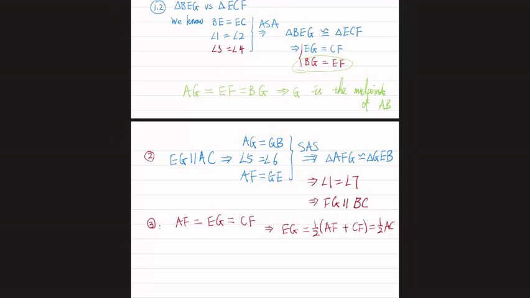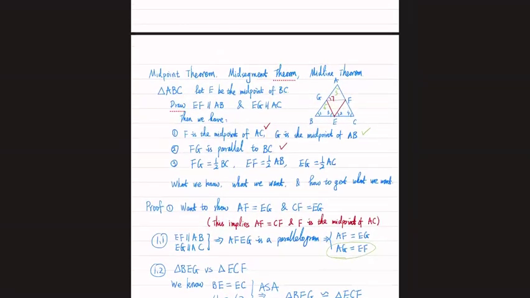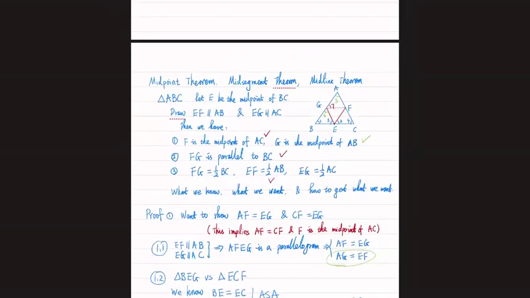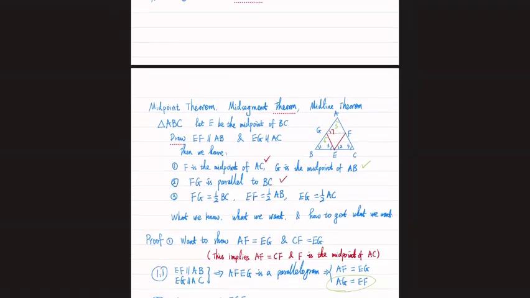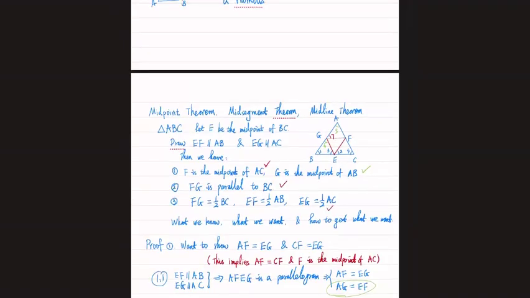Okay, now the second part. So we check this one. Let's move to EG. We check this one. Okay, maybe the wrong one. What about this one? EF is half of AB. Why is this?